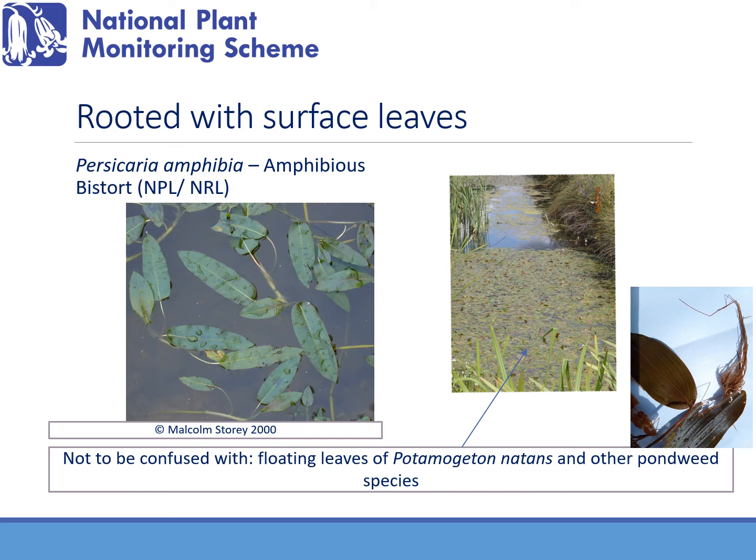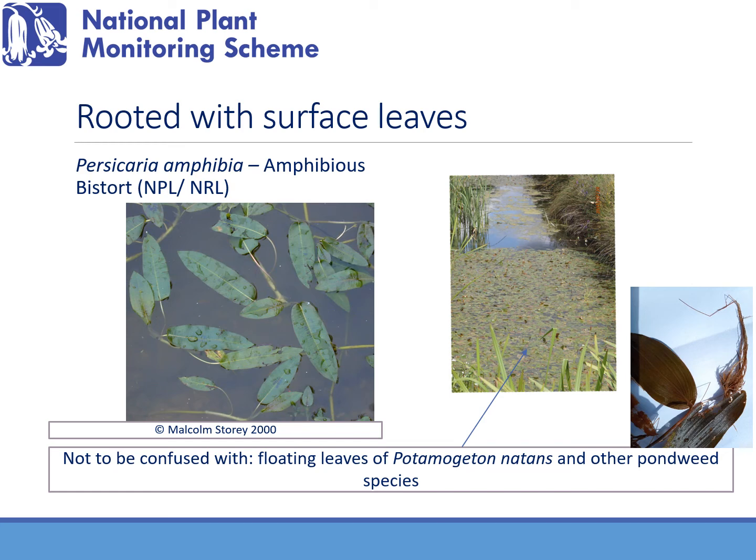There is another species shown on the right, Potamogeton natans, floating pondweed, which can also have a similar growth form in forming these dense mats on the surface. And the main ways to tell them apart are in leaf shape. So the Persicaria has this long oblong leaf shape, whereas the pondweed on the right has a more oval leaf shape.